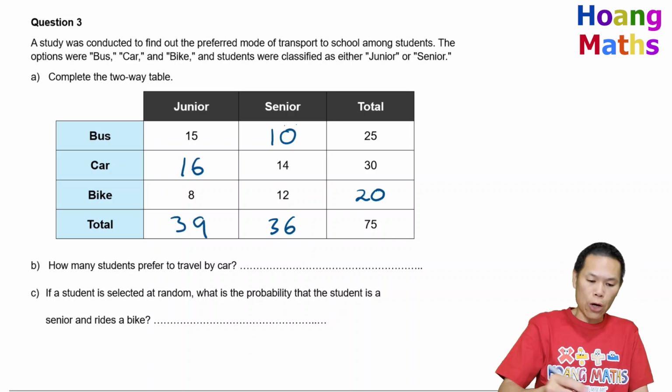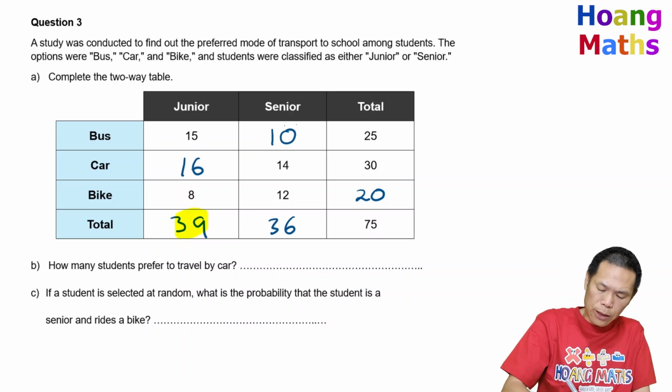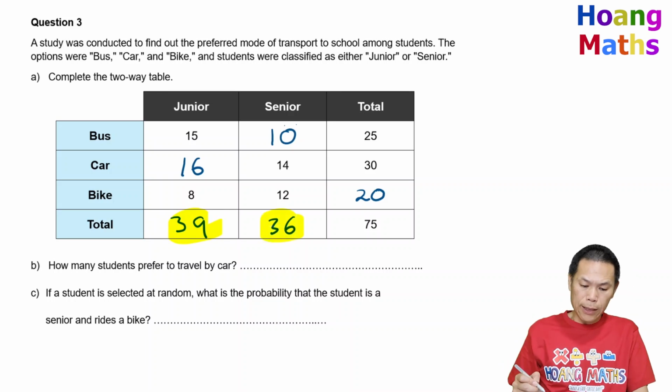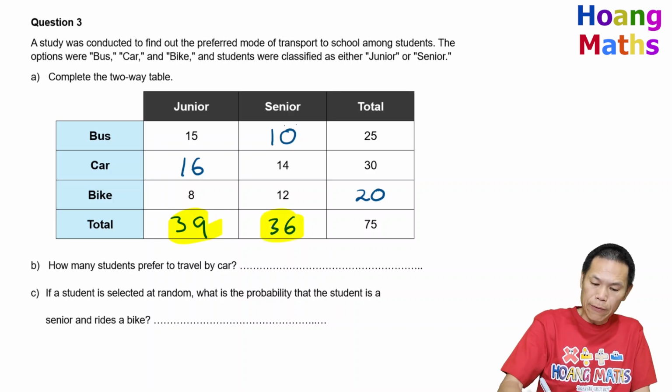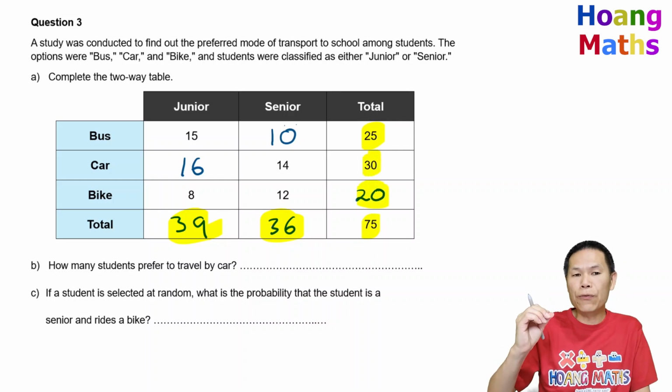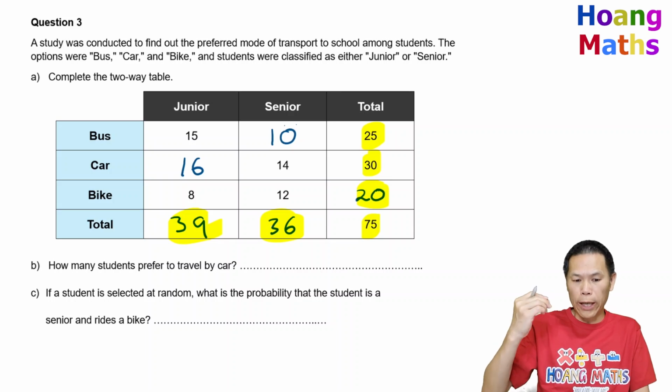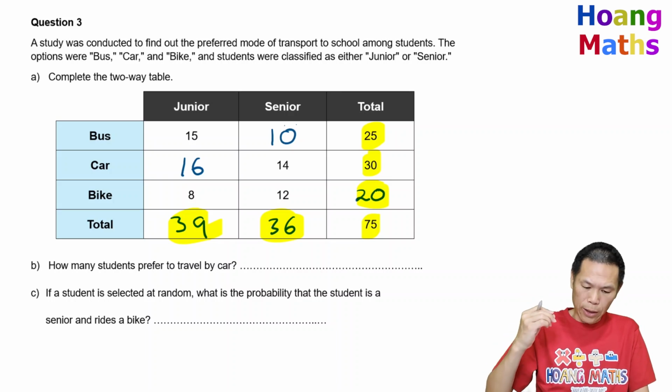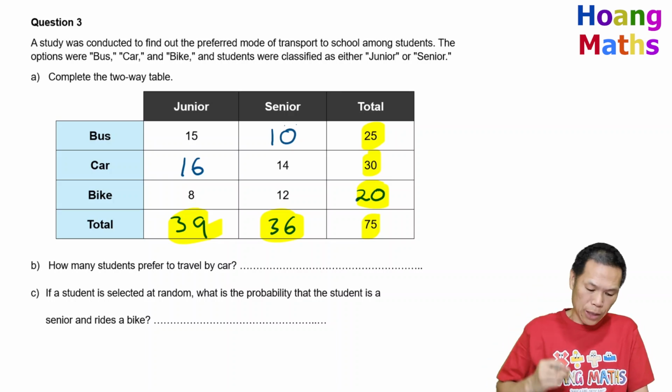So there you go. So if you think about it, this 39 plus 36 will give me 75. Or 25 plus 50 plus 20 also gives us 75. Otherwise, we'll be wrong. Okay, keep that in mind. So that's it. So now we complete the table.